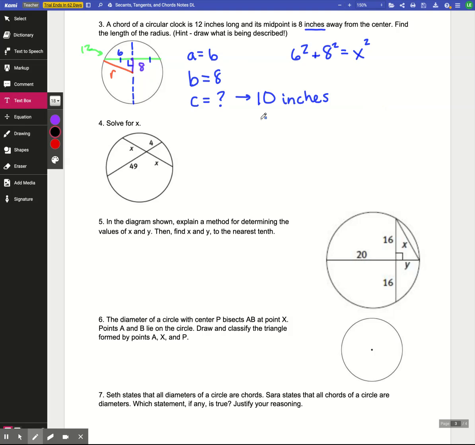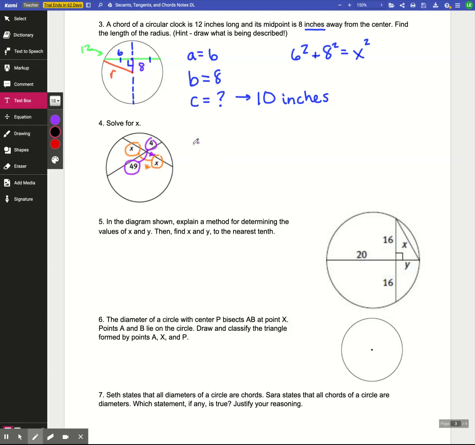All right, so let's switch gears a little bit and look at a slightly different chord property here on number 4. This chord property that I'm looking at for number 4 is the third chord property that I told you about in the notes video. That property is if you have two chords that intersect, then you can take the two parts of one chord and multiply them together. I'm going to put a little times symbol right there. And I can do the same thing with the two parts of the other chord, right? Multiply those together, and they have to be equal to each other.